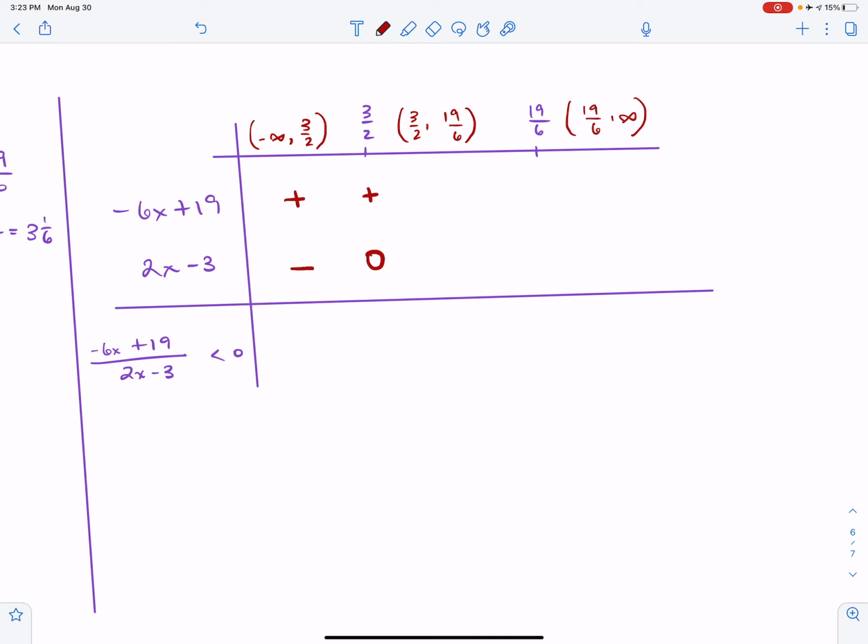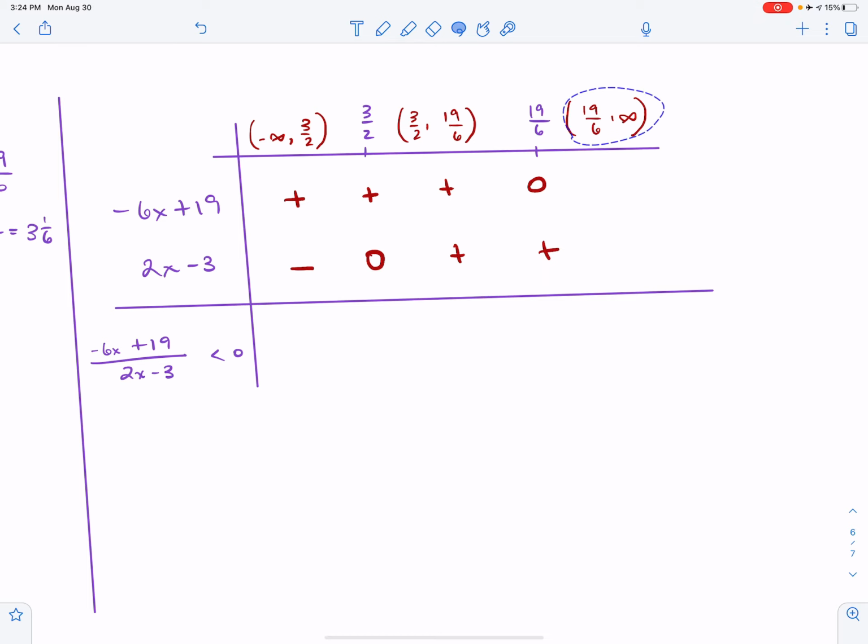Then next we want something between 1.5 and a little bit more than 3. So I would choose either a 2 or a 3. So -6 times 2 is going to be a -12 plus 19. So that's going to be positive. Again, if I'm choosing a 2, 2 times 2 is 4. 4 minus 3 is positive. 19/6 we already know is the solution to this guy, so it's going to be 0. And if you get a number that's a little bit more than 3 and plug it into this, 2 times a little more than 3 is going to be a little more than 6, and a little more than 6 minus 3 is still positive.